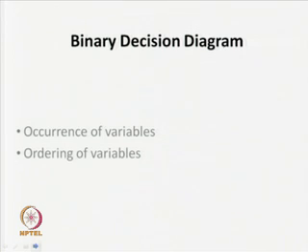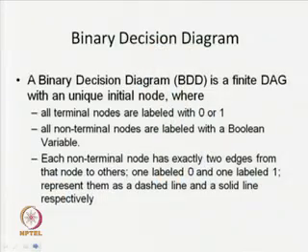But when you look into the construction of our BDD, we are not putting any restriction on the ordering of variables the way they may appear in our BDD, and we are not giving any restriction on the occurrence of variables in a particular path. A variable may appear in many places, because the definition says that a binary decision diagram is a finite DAG, a directed acyclic graph, with a unique initial node, where all terminal nodes are labeled with 0 or 1 and all non-terminal nodes are labeled with Boolean variables.